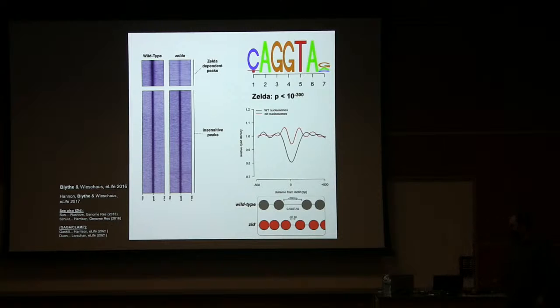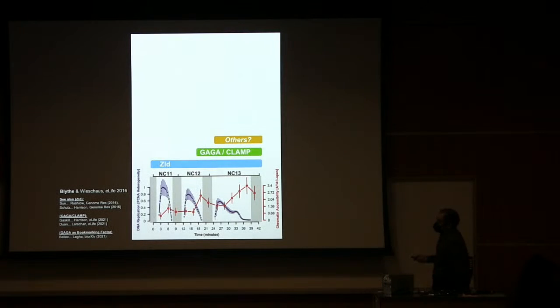Now, recently, Melissa's lab, as well as Erica Larchan's lab, have looked into the role of GAGA and CLAMP in contributing to the remainder of these regions here. And I think surprisingly, it's not like GAGA and CLAMP account for the rest of this. And so overall, I think that there still remain other factors that are operating in the early embryo that are contributing and working together to establish these open chromatin states.